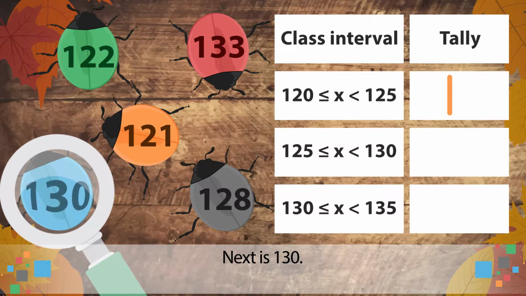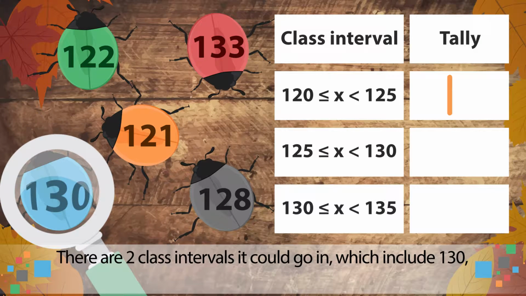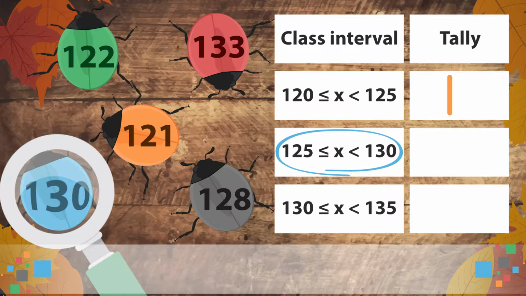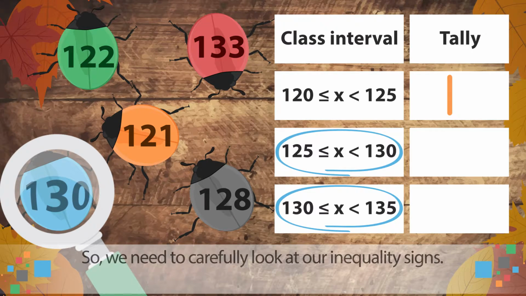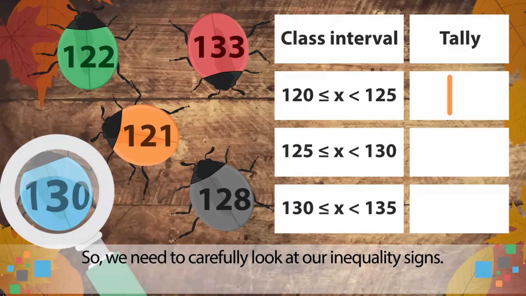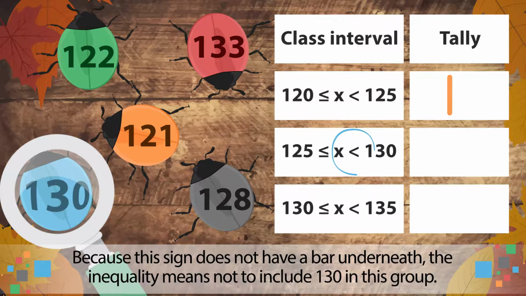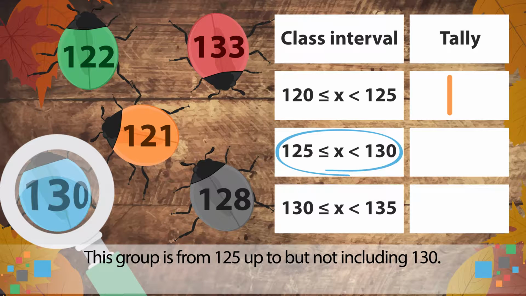Next is 130. There are two class intervals it could go in which include 130, here and here. So we need to carefully look at our inequality signs. Because this sign does not have a bar underneath, the inequality means not to include 130 in this group. This group is from 125 up to but not including 130.